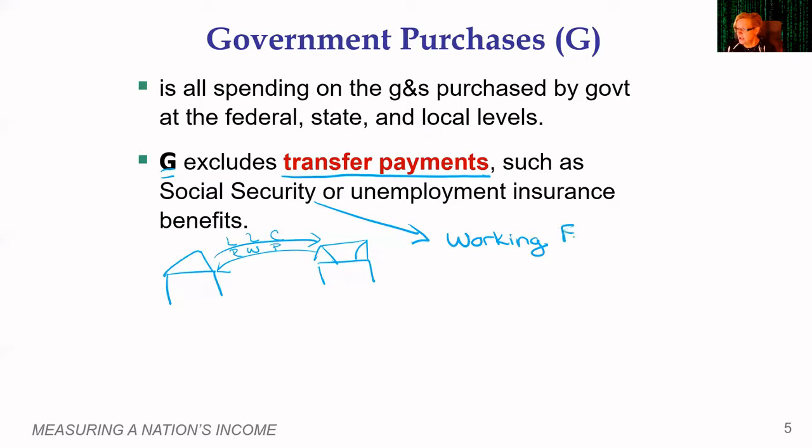And in Social Security, you're not working for the government, you're just drawing out what you paid in over the years. So if you can't find a work, you can't find a reciprocal income stream like we showed in the circular flow of the economy, then it's going to be excluded from GDP. Okay?